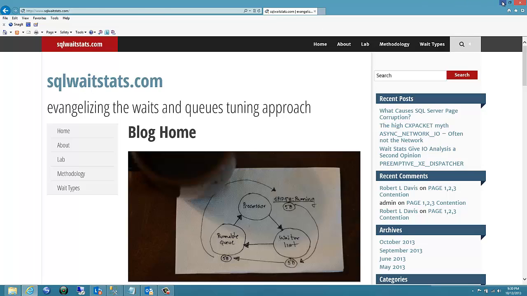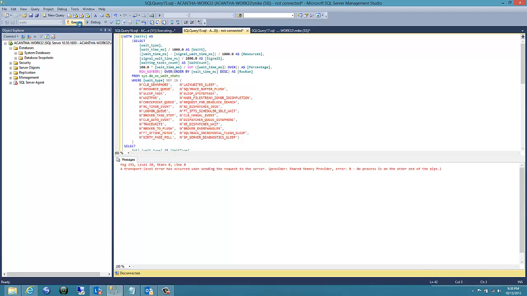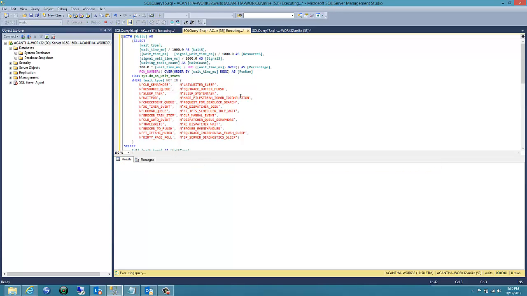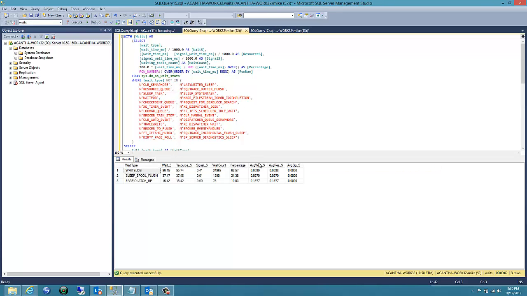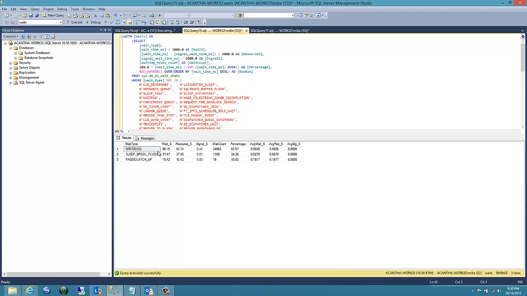Alright, so now we've got our workload running. Let's see what the script tells us about what the number one waiter is. So, what do we have? We have WRITELOG, and it's at clearing wait number one. We have this, the flush, and we have a page IO latch.